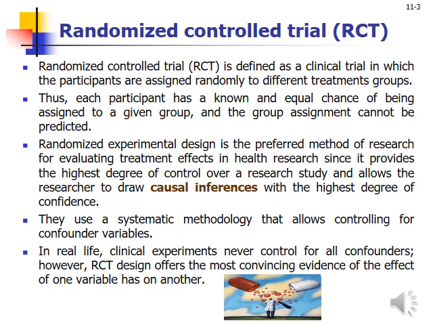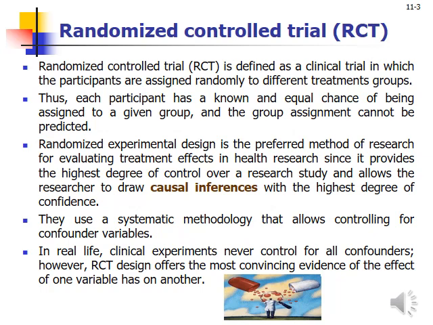Randomized Controlled Trial (RCT). A Randomized Controlled Trial is defined as a clinical trial in which the participants are assigned randomly to different treatment groups. Thus, each participant has a known and equal chance of being assigned to a given group, and the group assignment cannot be predicted. Randomized experimental design is the preferred method of research for evaluating treatment effects in health research, since it provides the highest degree of control over a research study and allows the researcher to draw causal inferences with the highest degree of confidence.